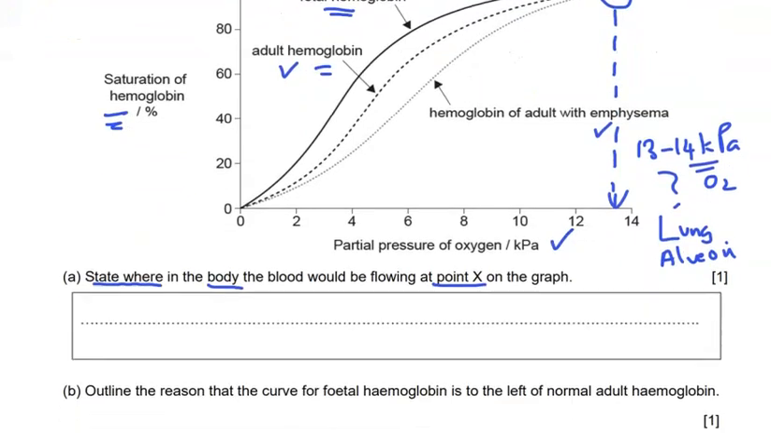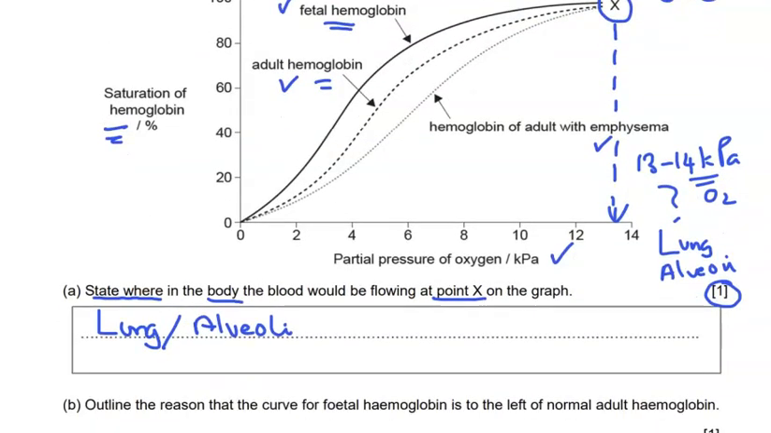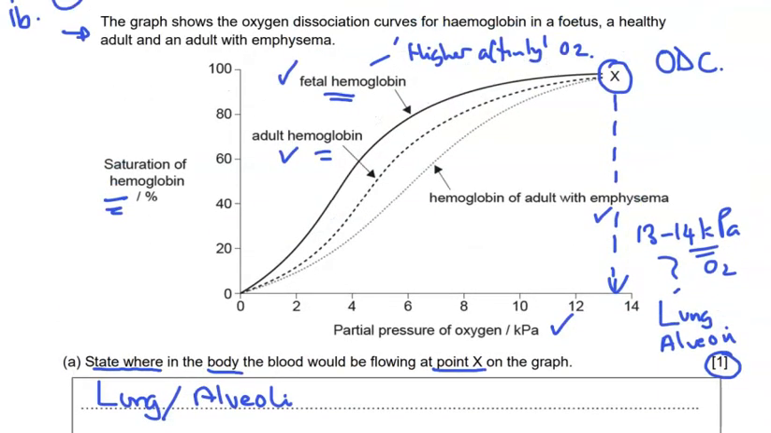So we can go back to here and we can just simply enter lung. That would get the mark, or alveoli, a little bit more precise to gain this first mark. Just hesitate for a moment on that, just to show you that another way to look at this is to go, in fact, across to the y-axis, and there you would see that the percentage saturation is somewhere between 97 and 100%, again consistent with lung tissue.